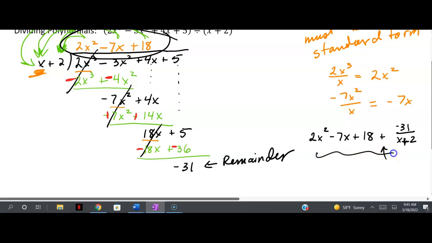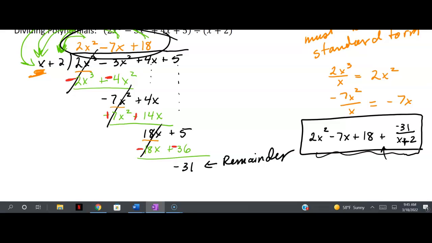This might be a little bit safer to write it this way, and I think in WebAssign they probably just have you put the remainder in, but that negative 31 is the remainder in case it comes up. But one way to write the polynomial answer is, here's the polynomial part, plus, then you put the remainder over the divisor. Okay, that's one example.